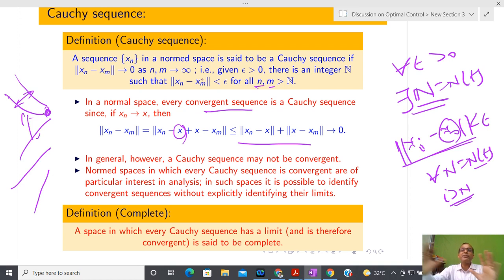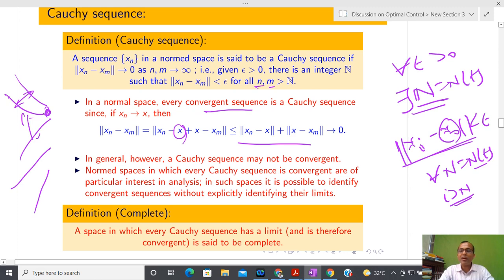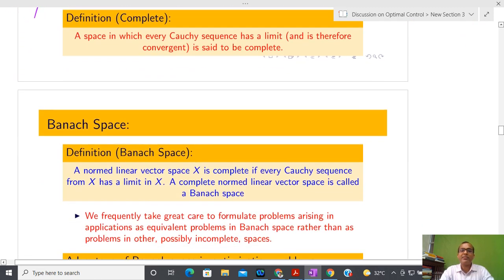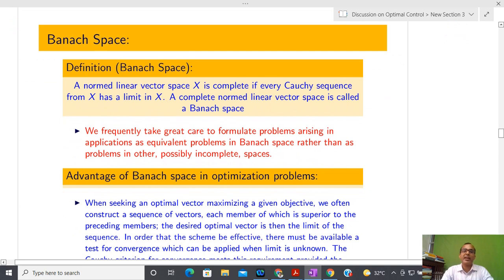Okay, so I have two different kinds of space. It might be possible that a Cauchy sequence is convergent, or the second option is that a Cauchy sequence is not convergent. I am going to select those spaces where a Cauchy sequence is also convergent. It means that even if I don't know the limit, I can take any sequence, and finally it is going to converge to the limit point only. That is the benefit. Due to that reason, we have given a very special name to one space, called Banach space.